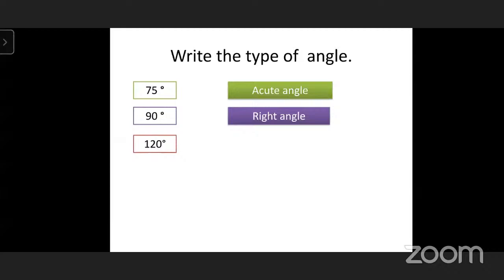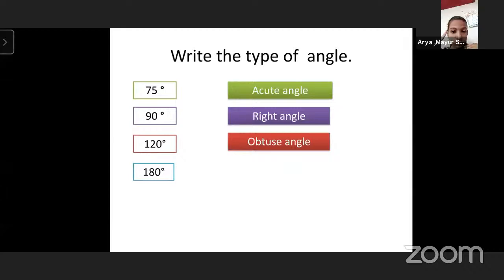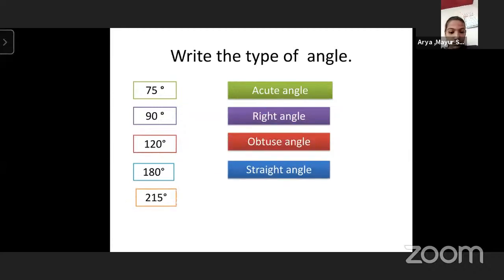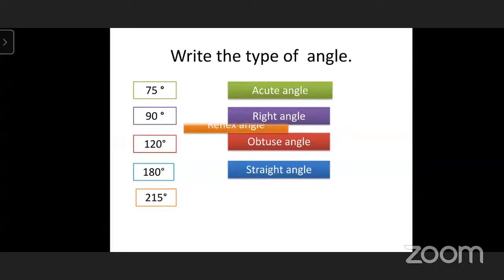Okay, next question. 120 degree. It means it will make an angle of, okay, name the angle. Obtuse angle. Very good. It's an obtuse angle. Now if the angle is 180 degree, this will be called a straight angle. Very good. Then we have 215 degree. It is greater than 180 degree. Very good. It's a reflex angle.